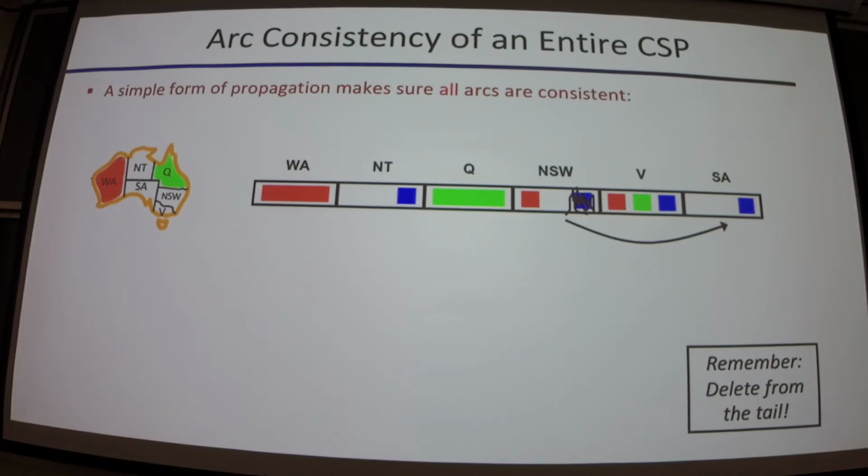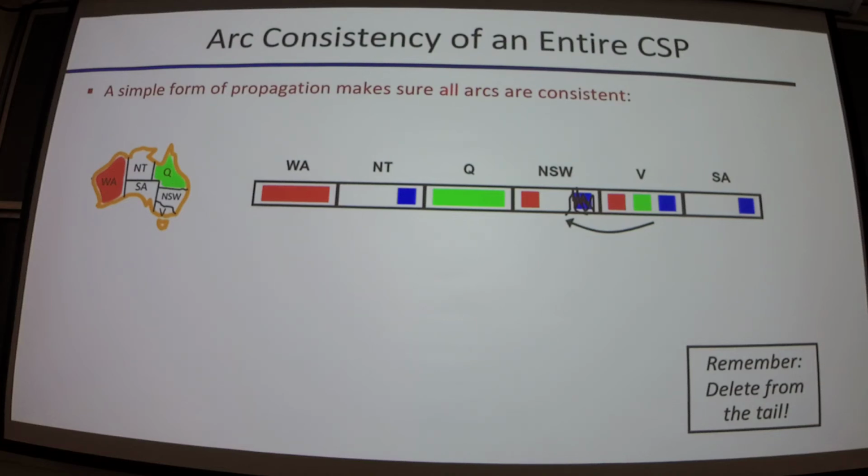So this is now consistent, but there's a problem. We've introduced a problem. What's that problem? Does anybody see it? What's that? It's no longer consistent with V. That's right. We already checked V to NSW, right? We said that's great. It's consistent. We're done with that arc, but it's no longer consistent. So we're going to have to recheck it. That's kind of a bummer, right?